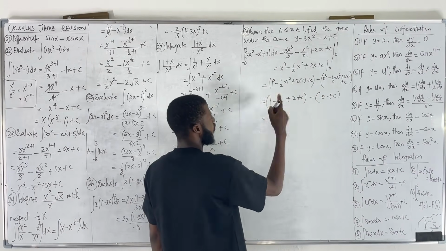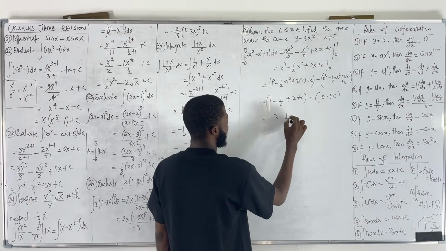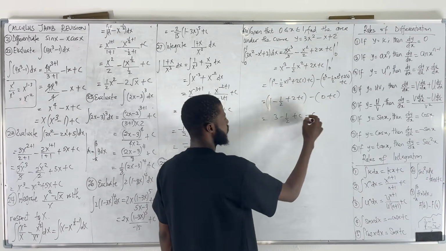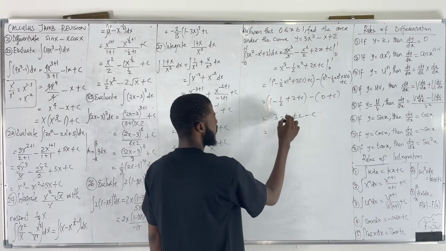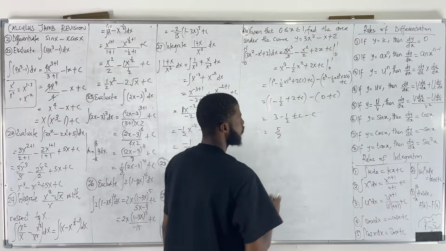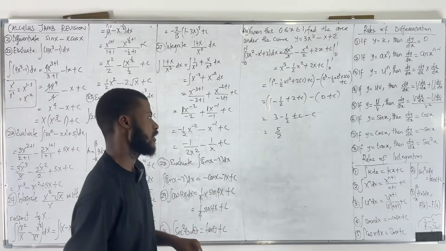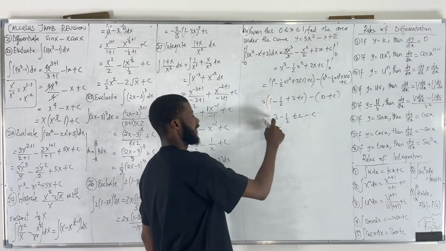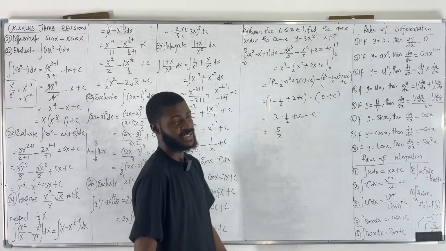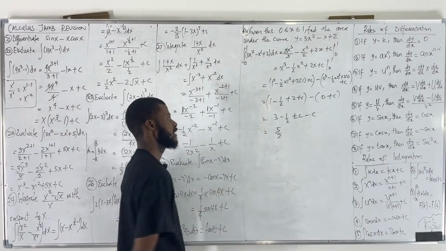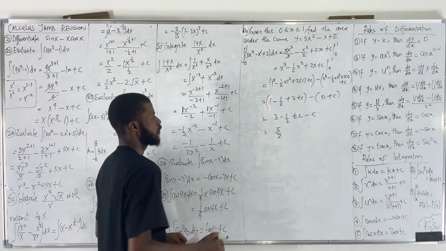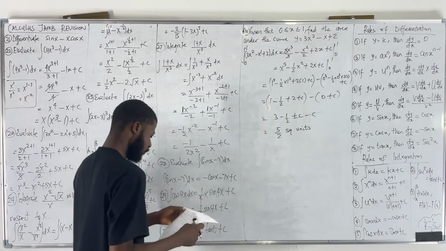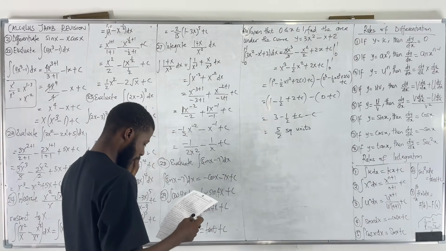Now 1 plus 2 is what? 3. So this will be 3 minus half plus c. Now minus times c is minus c, so you see that this will cancel out. Now what's 3 minus half? This will be 5 over 2. So the area will become 5 over 2 square units. You can take the LCM and your answer will still be this. Okay, 5 over 2. You put square units since we're talking about area. All right, the next one.